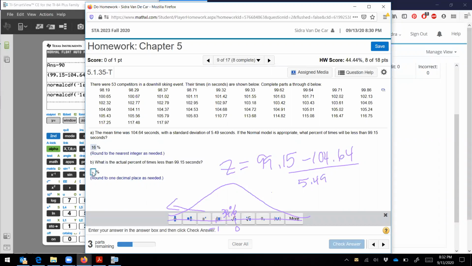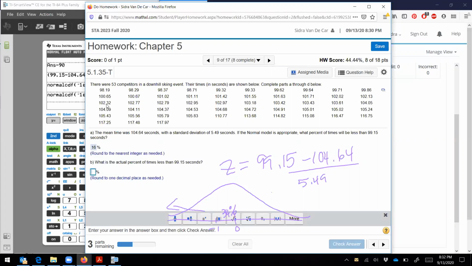Oh, I'm sorry. No, that's not what it's asking. It's asking what's the percentage up here, right? Because these were the actual downhill ski events. So we need to count it up. There were 53 competitors. We are looking for scores less than 99.15.